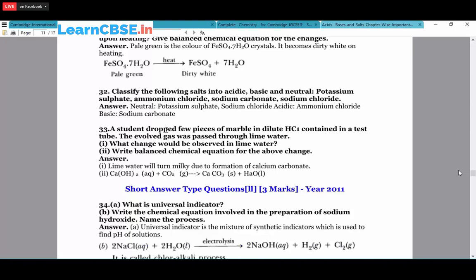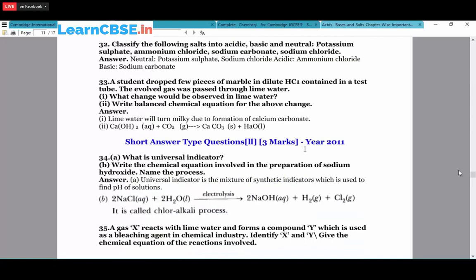A student dropped a few pieces of marble in dilute HCl contained in a test tube. The evolved gas was passed through lime water. Marble is nothing but calcium carbonate. So it will give effervescence of carbon dioxide gas, which we pass through lime water, that is Ca(OH)2, which is converted into calcium carbonate.